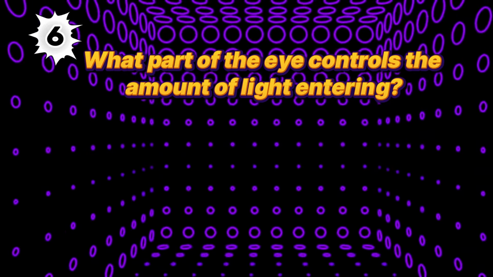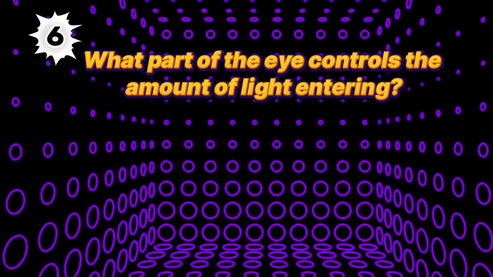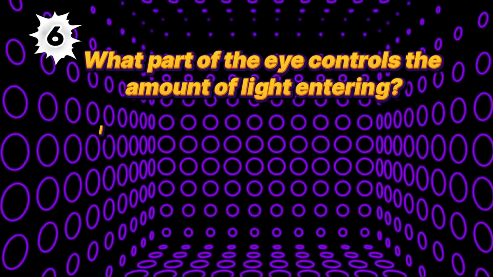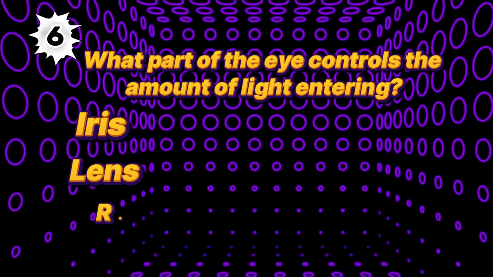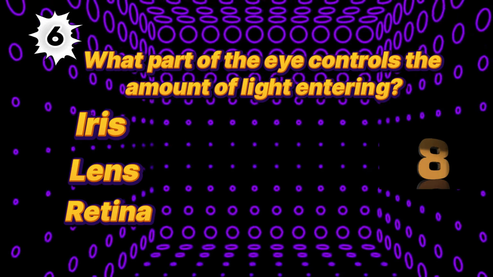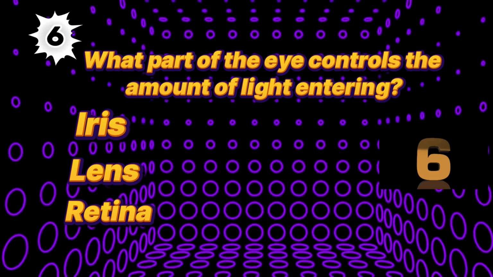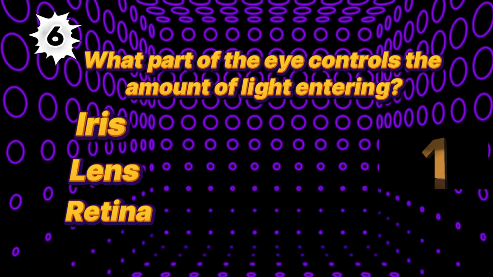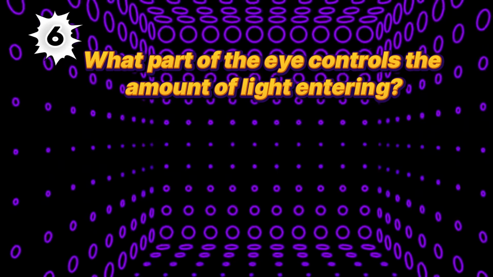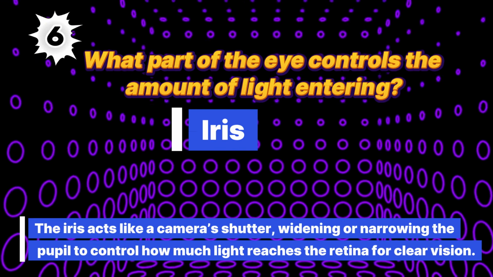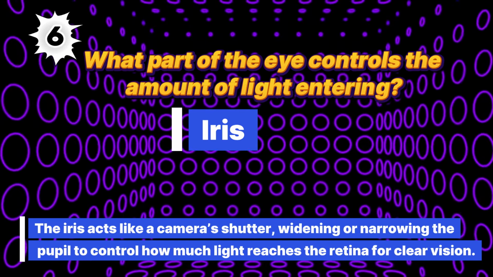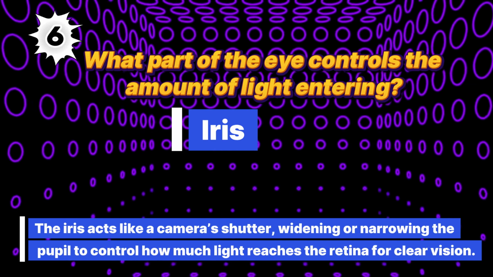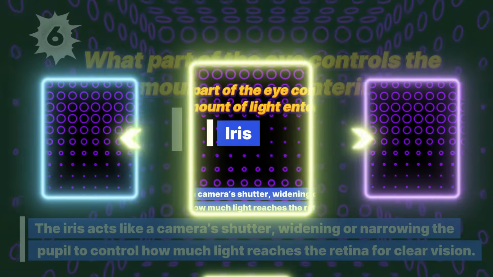Now, something about the human eye. What part of the eye controls the amount of light entering? Here are your choices: iris, lens, or retina. The correct answer is iris. The iris acts like a camera's shutter, widening or narrowing the pupil to control how much light reaches the retina for clear vision.